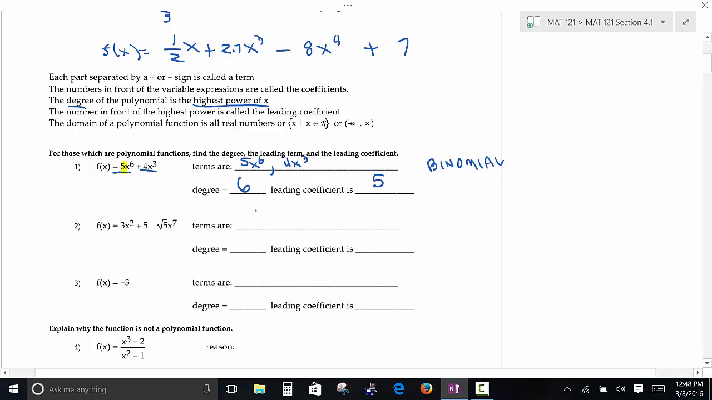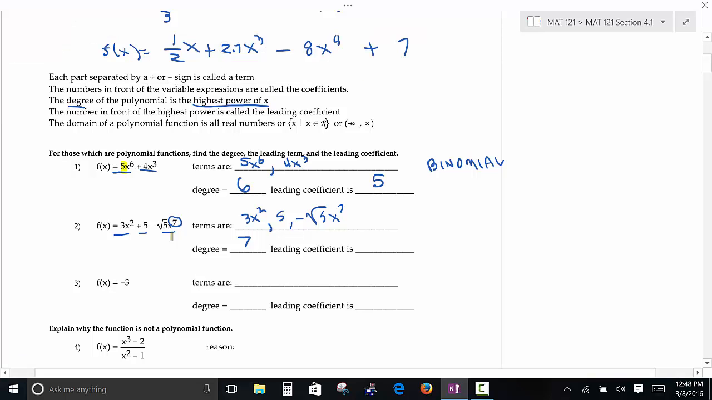Okay, so the next one, how many terms does this one have? 3, good, okay. And there's two signs. There's a plus and minus sign. So the terms are the things being separated. So your first term is 3x squared. 5 is a term. And negative square root of 5 x to the 7th is a term. If there's a minus sign in front, go ahead and put that. So what's the degree? 7. Okay, whatever the highest power of x is. And what's the leading coefficient?